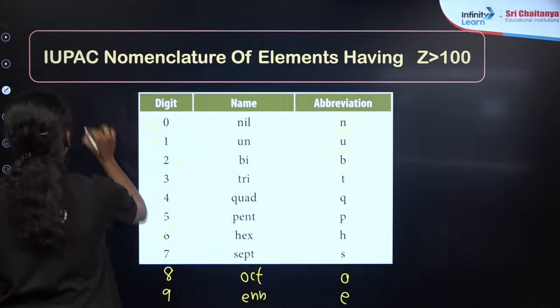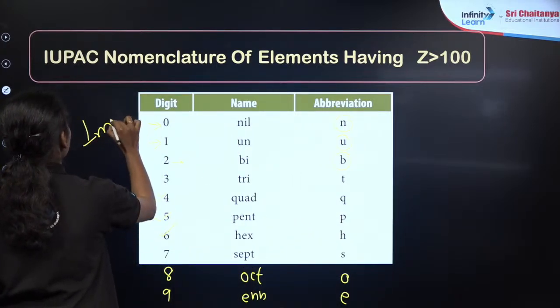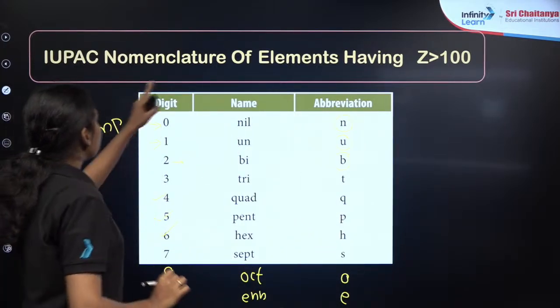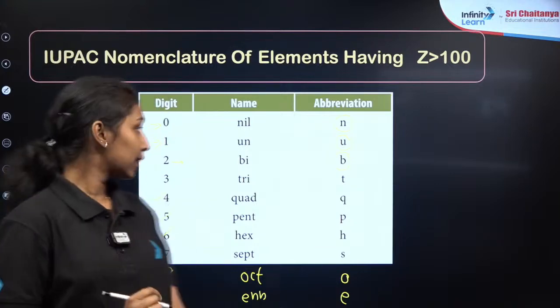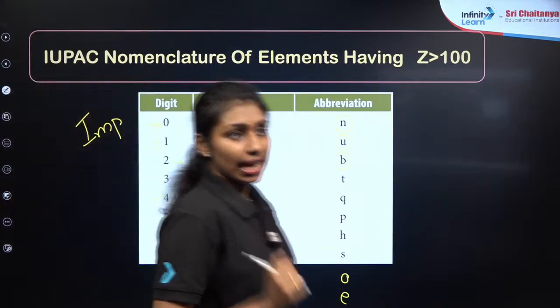This is very important. To write the IUPAC nomenclature of the element, these digits should be known. Now let us see the example.